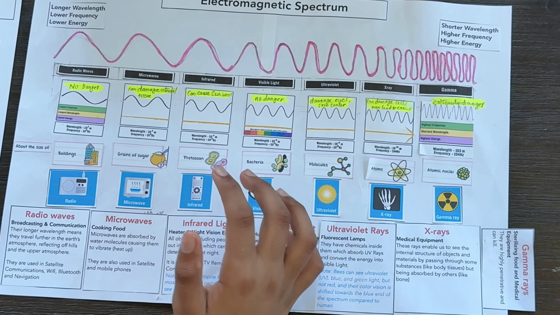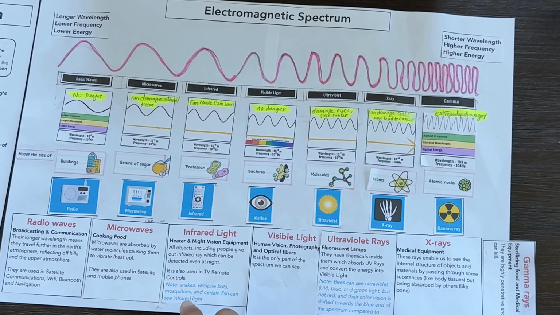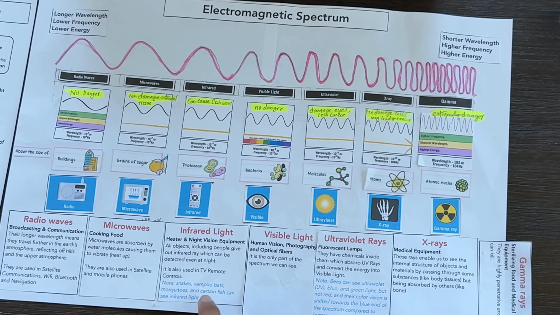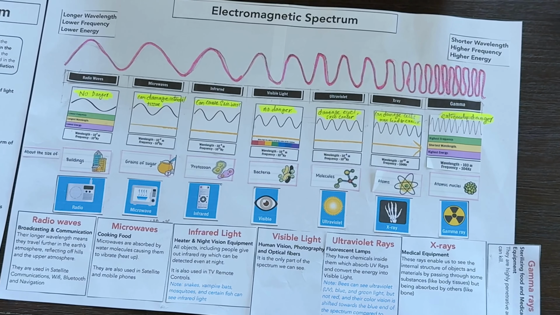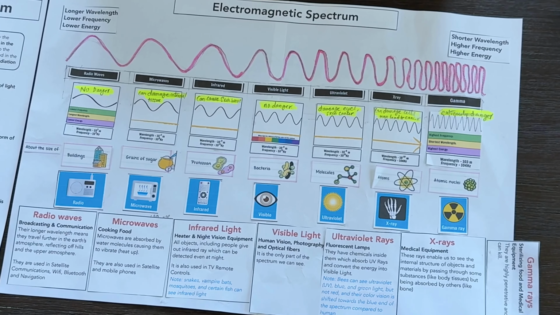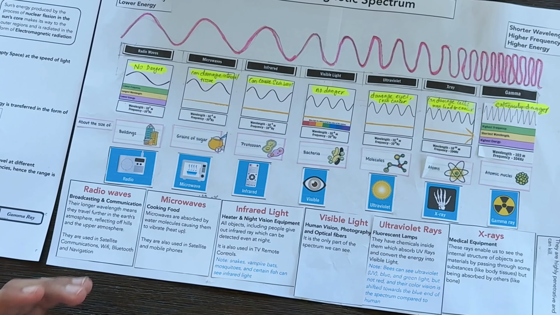Now, there are a few animals that actually are able to see infrared waves, unlike us. Things like snakes, bats, mosquitoes, and certain fish can see infrared light. The reason why is probably because they're mostly nocturnal and need to see during the night. Also, the thing about infrared is that we release very small specks of it. This happens throughout the day, but we can mainly see this happening throughout the night.